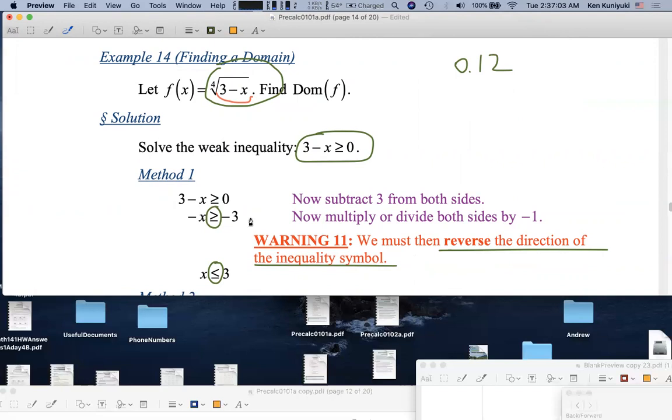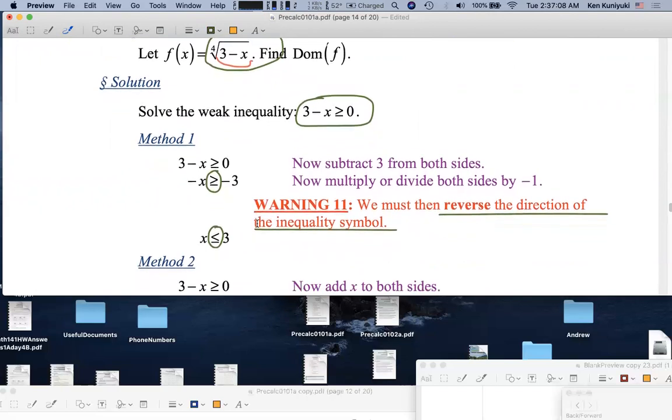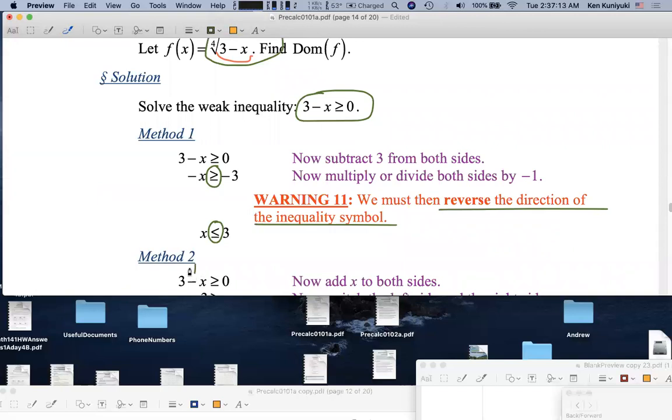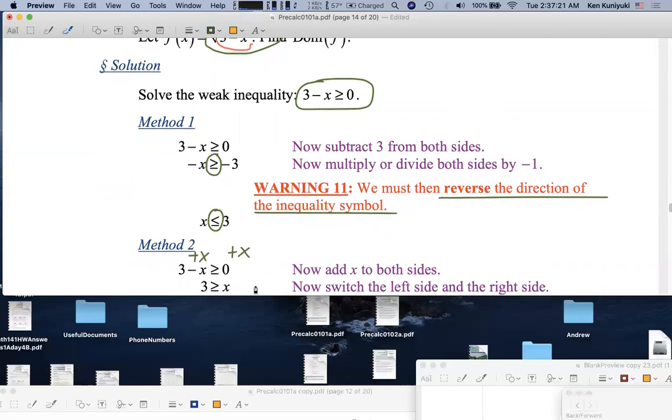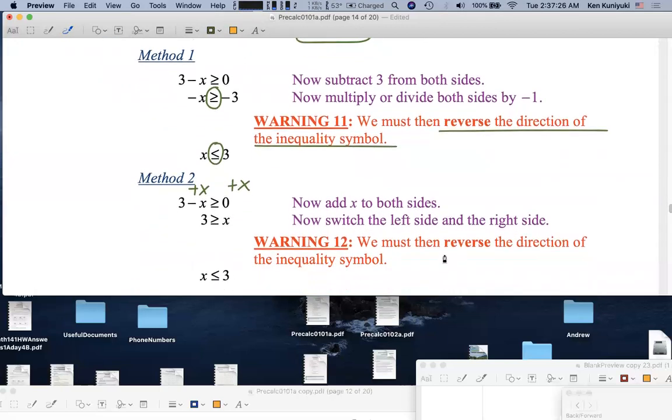Now, there's another way we could do this. Method 2, we could take 3 minus x is greater than or equal to 0. We could add x to both sides. Add x to the left, add x to the right. And then we get 3 is greater than or equal to x. And then we can switch sides. When we switch sides, again, we must reverse the direction of the inequality symbol. This time because we're switching sides about an inequality symbol. X is, again, less than or equal to 3. These inequalities lead to the same set.